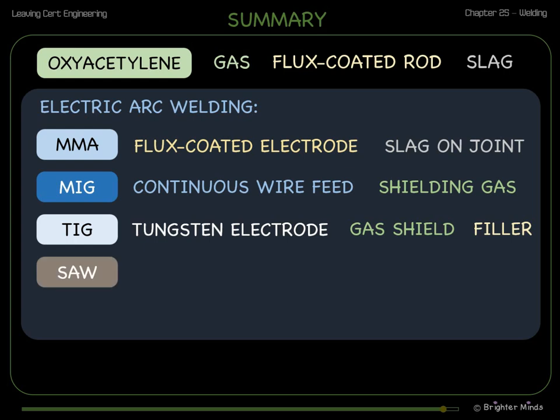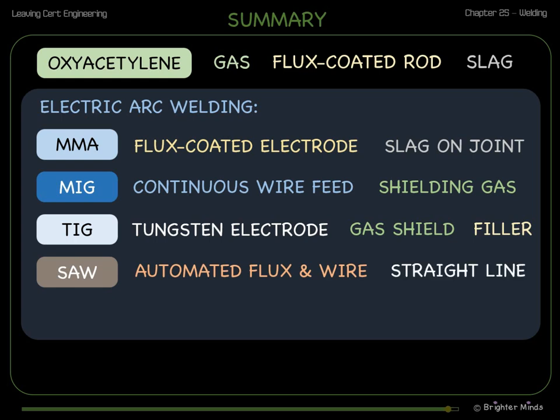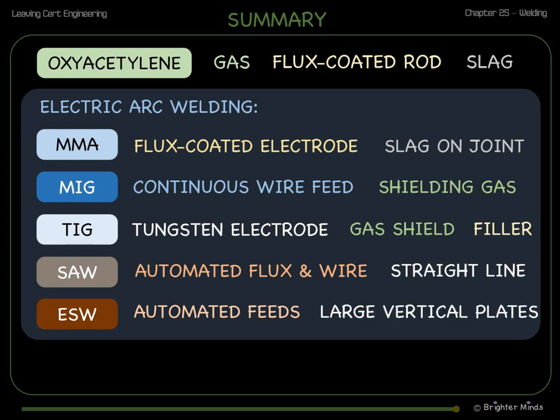SAW, or submerged arc welding, is an automated process that dispenses powdered flux with a continuous wire electrode feed to weld long straight lines in pipes, beams, and plates. ESW, or electro-slag welding, uses automated feeds of powdered flux and a continuous wire electrode to create a reservoir of hot molten slag, creating a weld joint between two thick vertical plates.